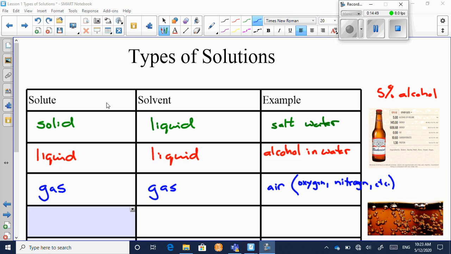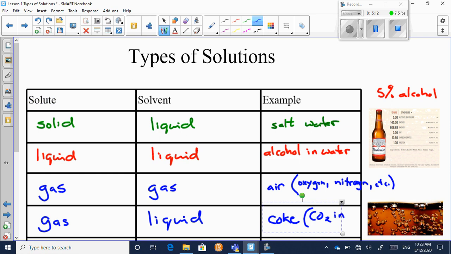Okay. How about the gas? We could also have a gas dissolved into a liquid. And the example I gave here was Coke, Coca-Cola, or any pop, because really you've got CO2 as the gas dissolved in water. And I showed you here some bubbles.